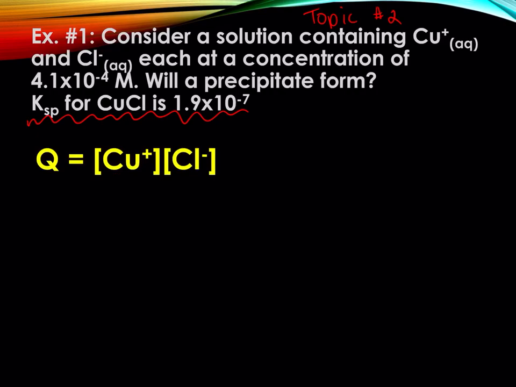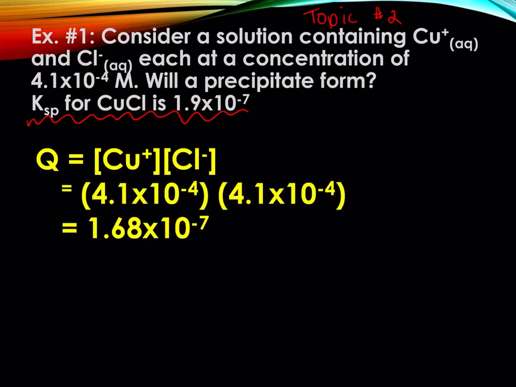So Q is copper and chloride ions. So this is even easier. It tells you what kind of ions you have. You don't even have to really worry about what it breaks apart into if you struggle with that. Plug in the numbers and you get 1.68 times 10 to the negative 7.